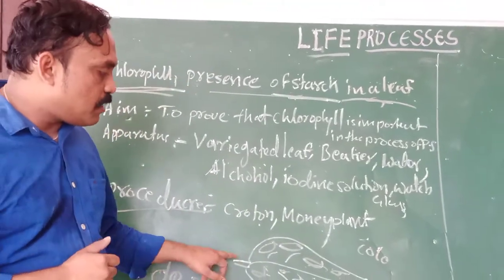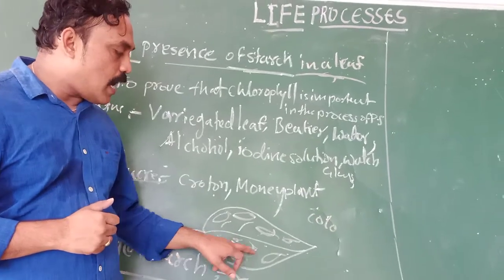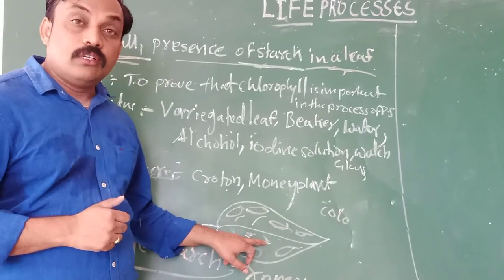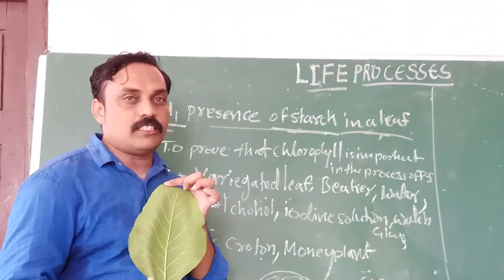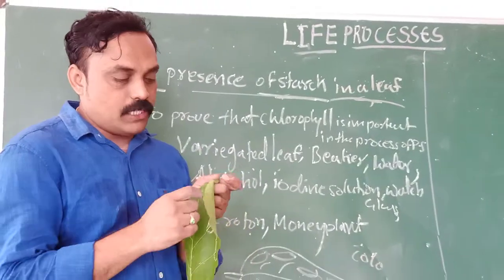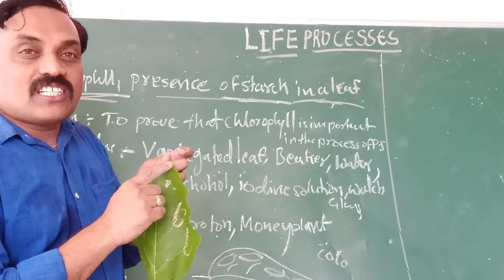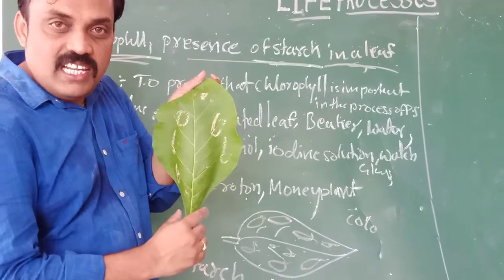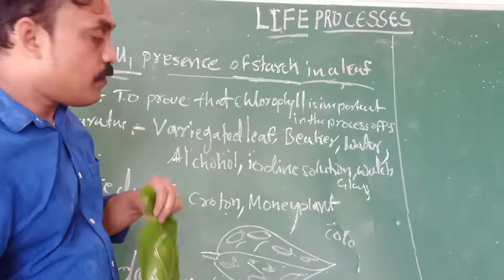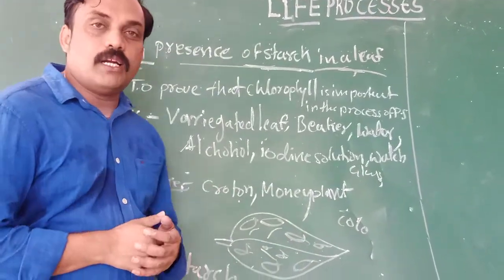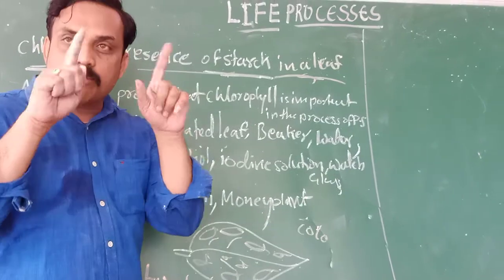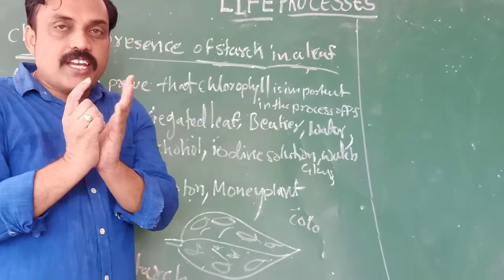What is a variegated plant? A variegated plant has different color zones. That means the total leaf is not the same color. Variegated means we observe some patches, different color zones in a leaf. That is what we call a variegated leaf. You have to choose either a croton plant or a money plant. If you observe the croton plant and money plant, they have variegated leaves.